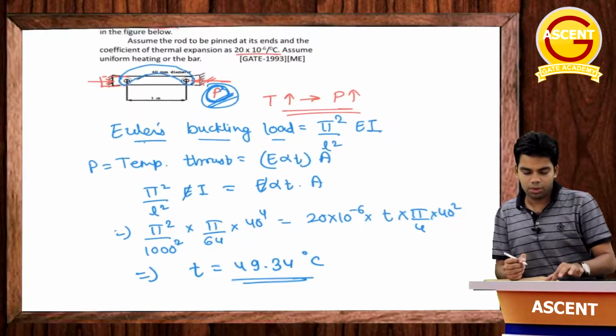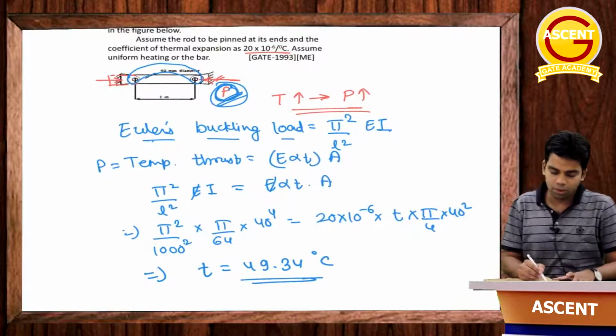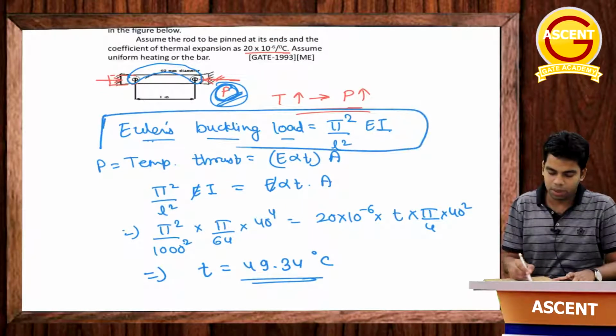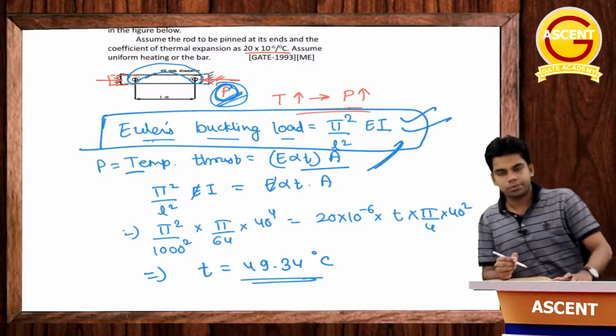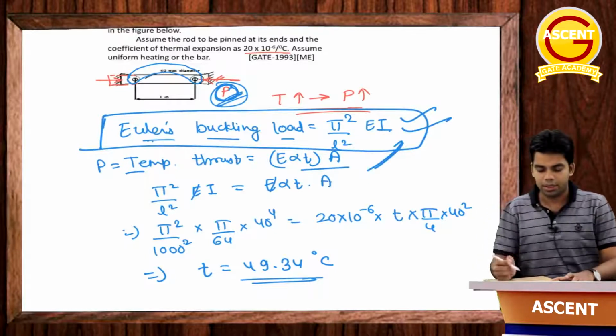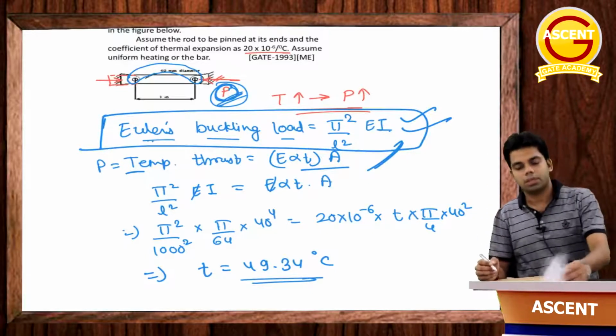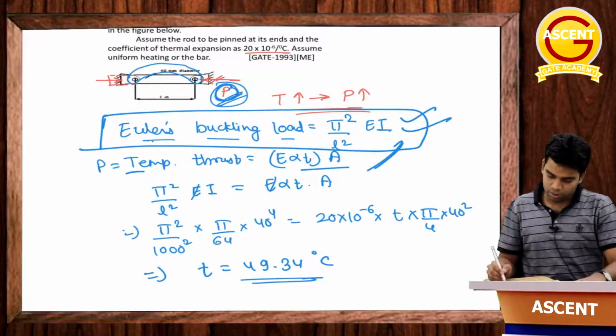So this is how we can solve this. We have to determine the buckling load, so what did we do? We know the formula for the buckling load, π²/L² into EI, and the total load acting is Eαt into A. We equated both and got the value of temperature at which buckling will occur. Getting this or not? Okay, next question.